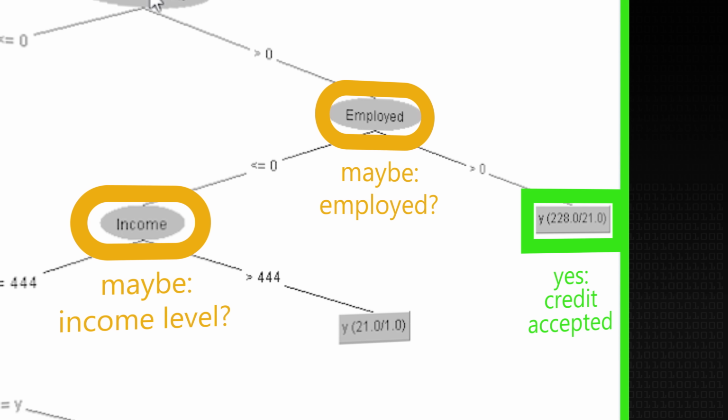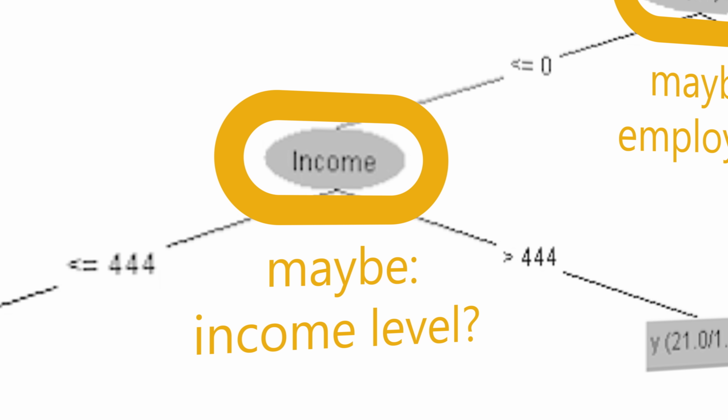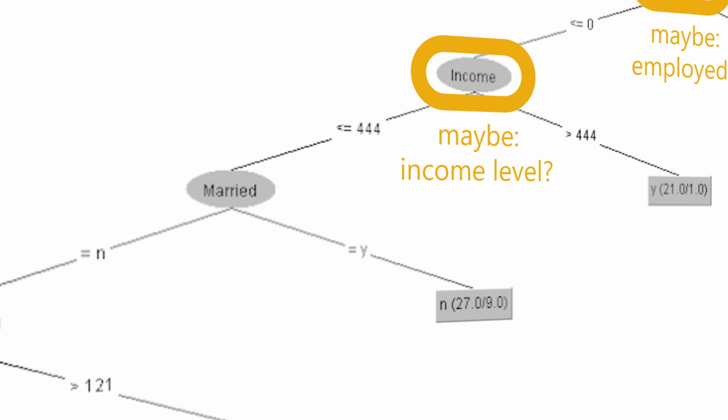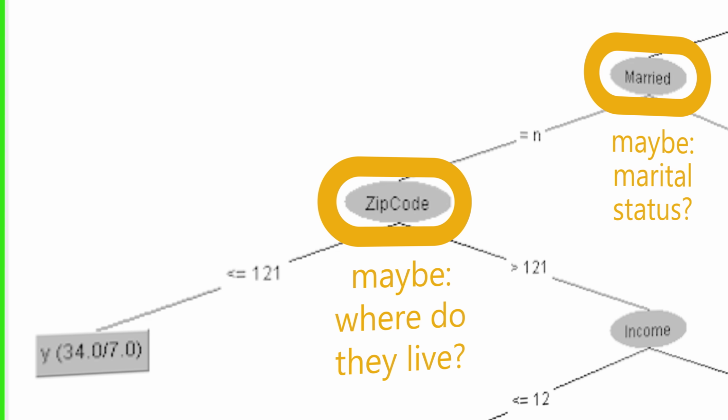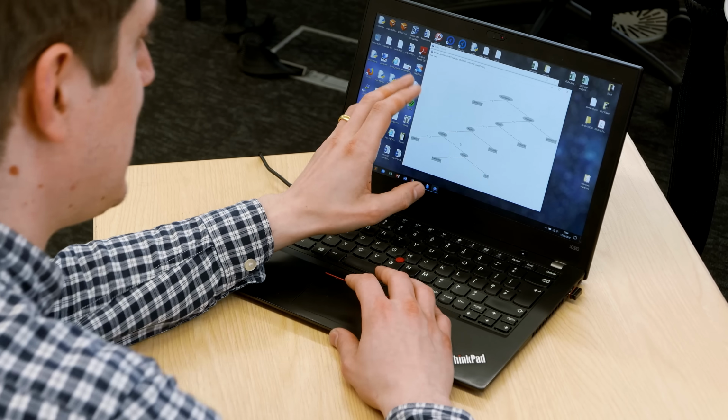Right? But it's a simple rule system, and it's the best it can do given the amount of data we've got. If they aren't employed, then it's going to look at their income. Maybe they're self-employed. It's going to make a decision then whether they're married, where they live, and their income again, right? So you can use attributes multiple times to make complex decision-making processes. So this is a very simple tree, which actually has performed pretty well on this data set. I mean, it's not a huge data set, but 85%, that's not too bad.